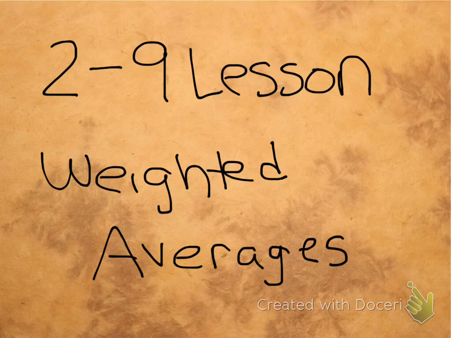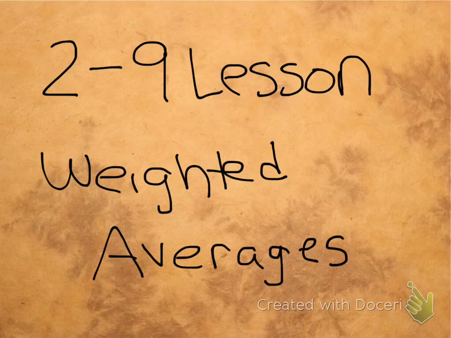Today we'll be looking at Lesson 2.9, which is titled Weighted Averages. The idea of this lesson is to present a few different ways of solving different types of word problems. What I would like you to do first is to determine what kind of problem it is, and then there's a way to solve that particular problem by setting up a diagram.